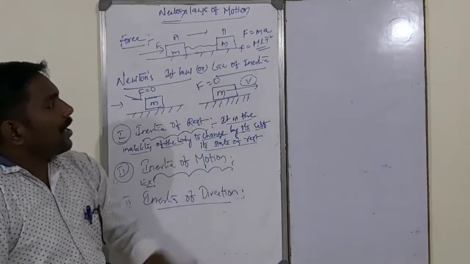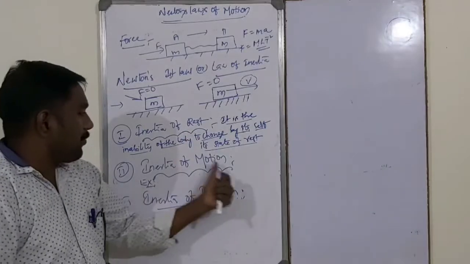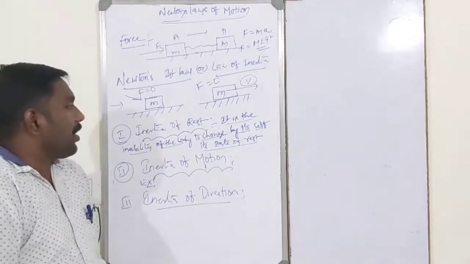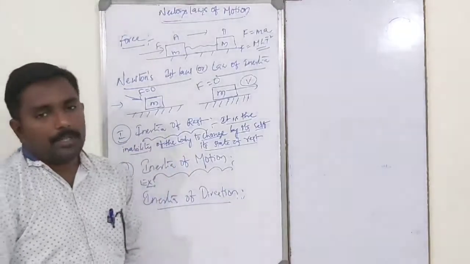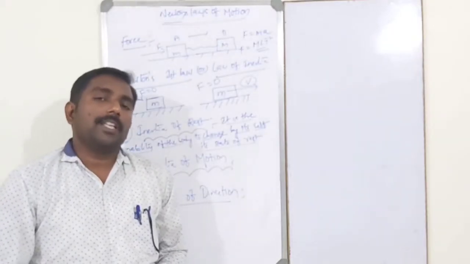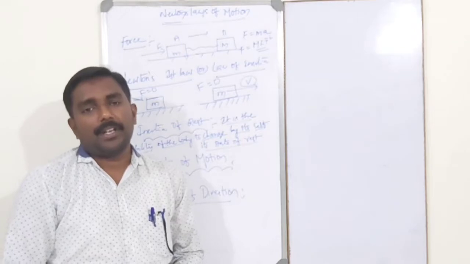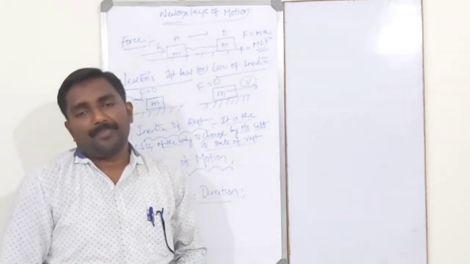The law of inertia is classified into three categories: inertia of rest, inertia of motion, and inertia of direction. So what is inertia of rest? It is the inability of the body to change by itself its state of rest. That is inertia of rest.